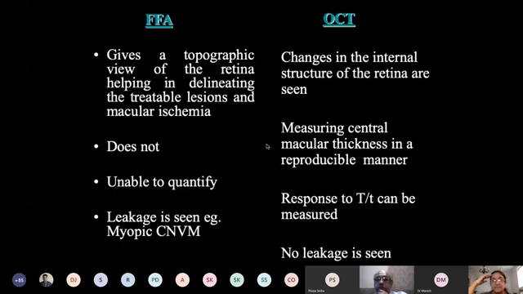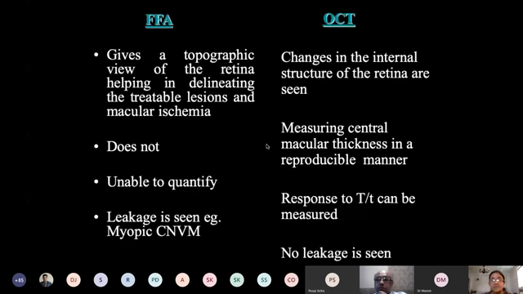As far as OCT is concerned, you are measuring the central macular thickness in a reproducible manner. So there you can actually do a quantitative measure, while you cannot do a quantitative measure on an FFA, you are not able to quantify it. The response to the treatment can be very well measured again on an OCT, but a quantitative measure of your response cannot be done on an FFA.